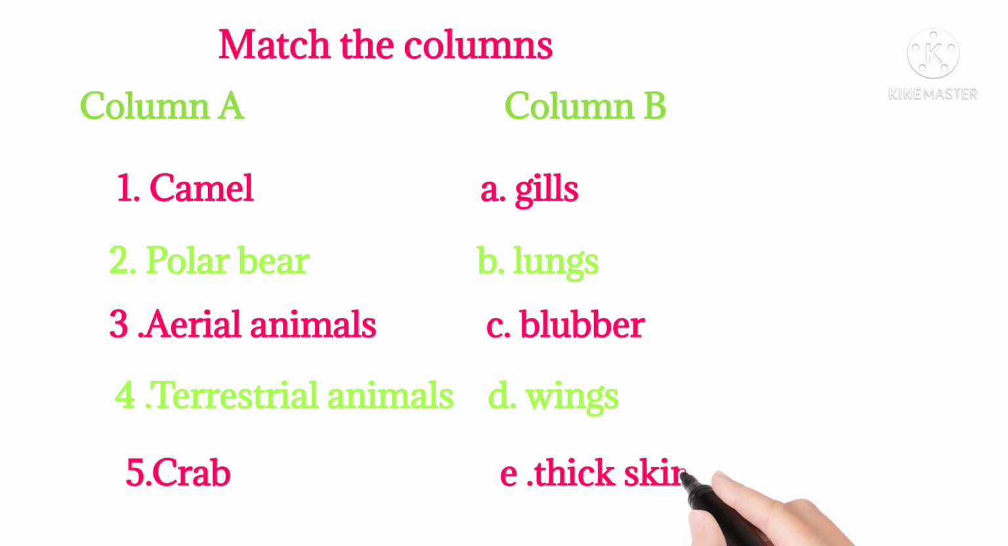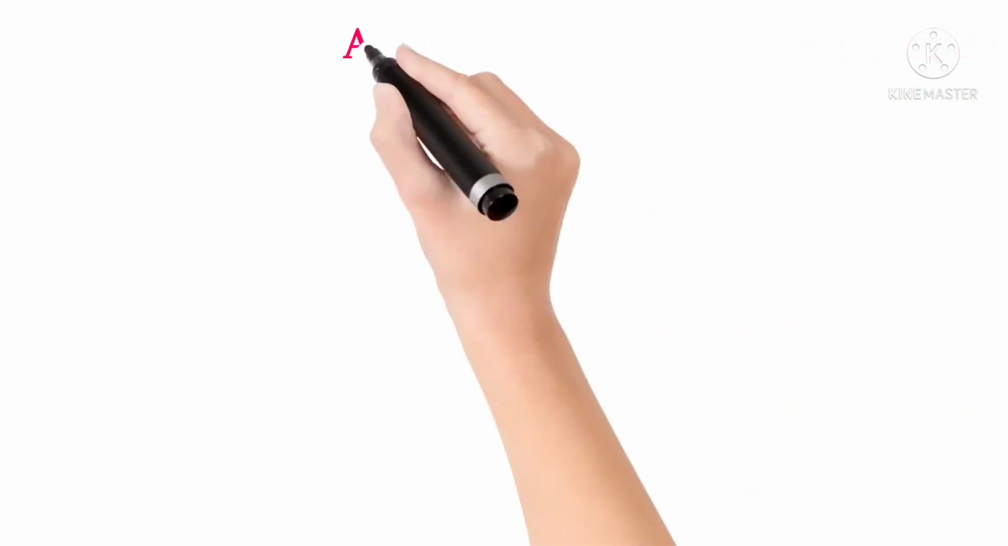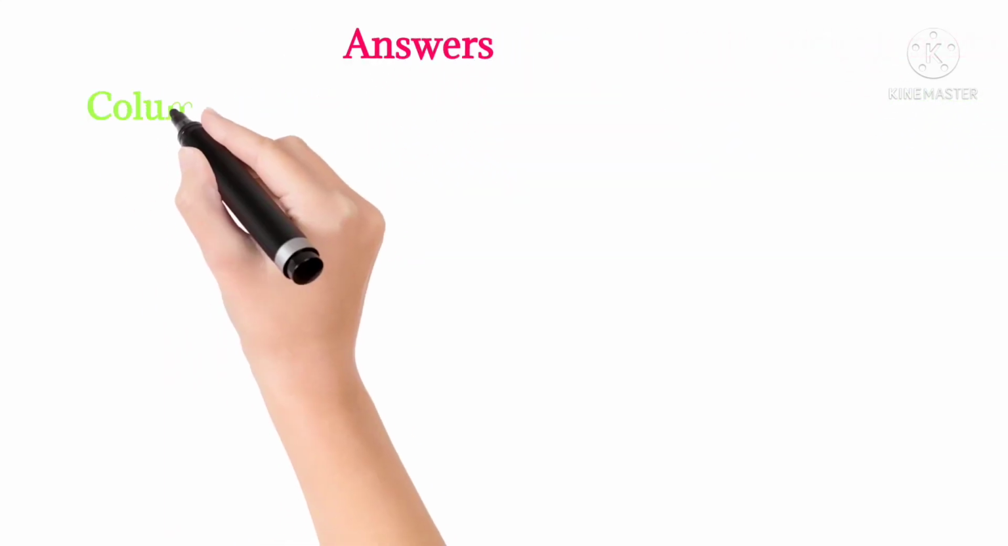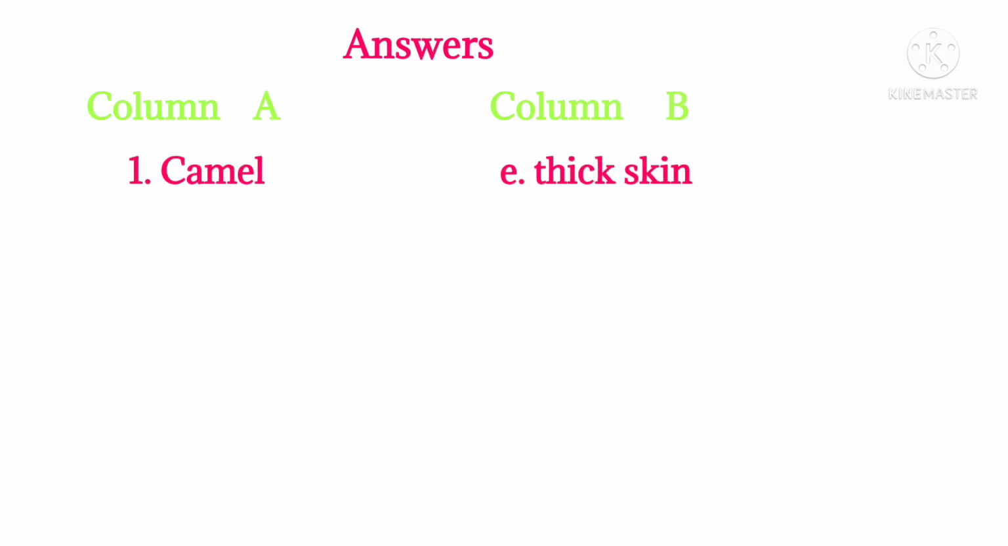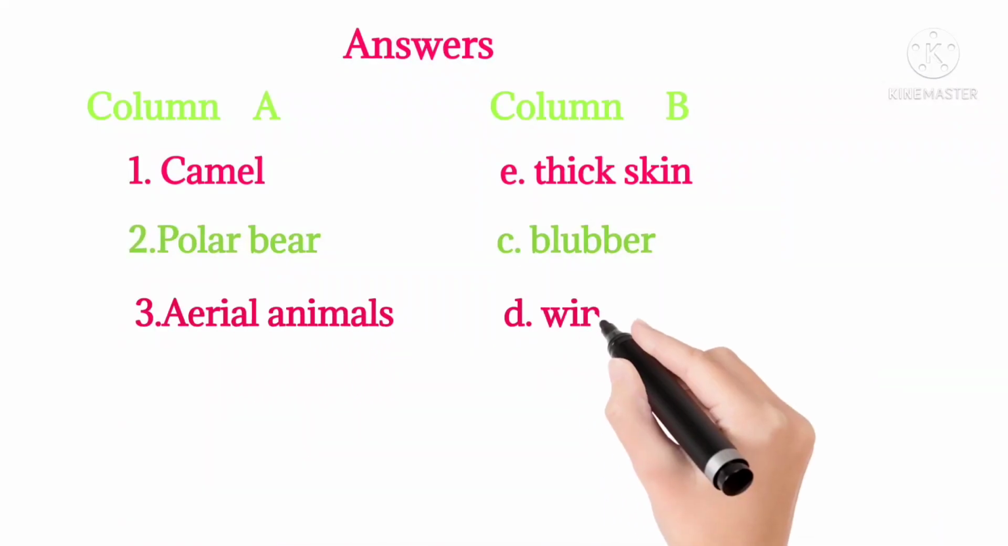Next, match the columns. Column A: camel, polar bear, aerial animals, terrestrial animals, crab. Column B: gills, lungs, blubber, wings, thick skin. Answers. First, camel. Camel is a desert animal. It has thick skin. Second one, polar bear. Answer, blubber. Some animals have a thick layer of fat under their skin. That is called blubber, to keep them warm.